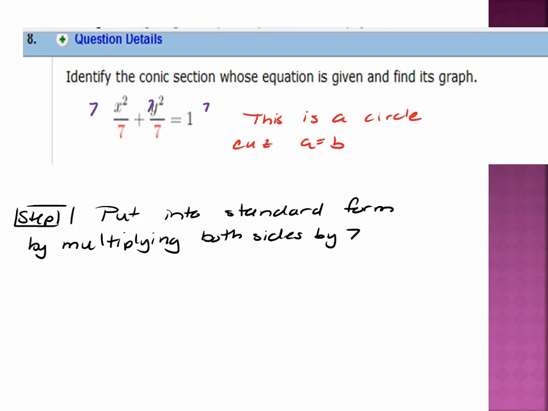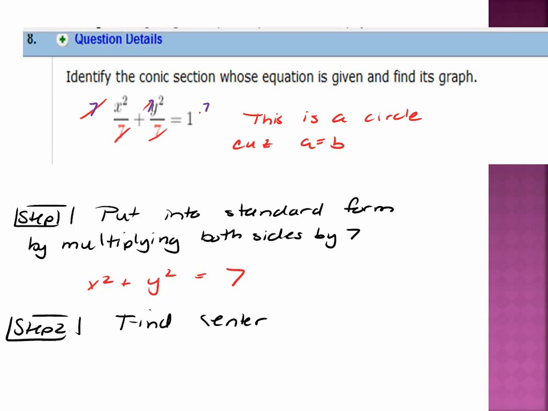So I multiply everything through by 7. Because I need to clear that 7 from the bottom to make it look like the standard equation of a circle. I already figured out it's a circle, so I'm going to make it look like the formula on the black list. So that's what I get.